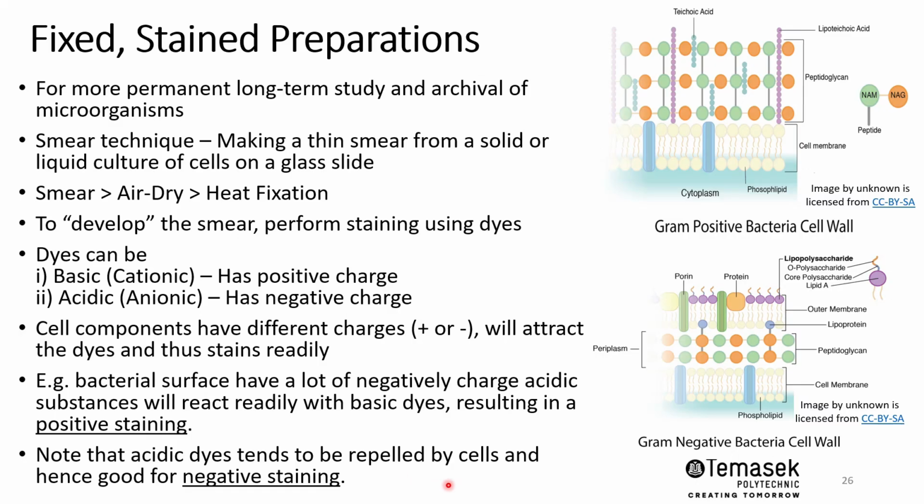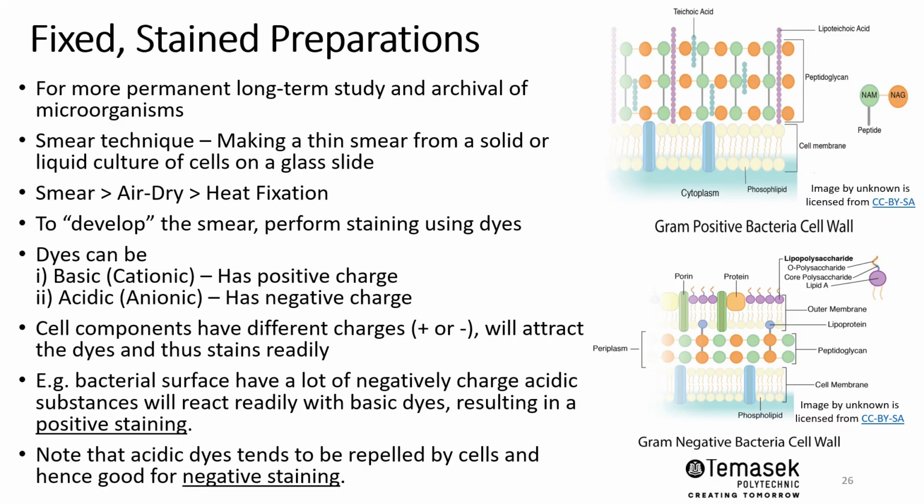Some of these negatively charged acidic substances you can find on the bacterial surface are, for example, your lipopolysaccharides, as well as your teichoic acid that is found in the peptidoglycan cell wall of your bacteria, be it gram-positive or gram-negative. You will notice that gram-positive bacteria have a thicker peptidoglycan compared to gram-negative bacteria. Gram-negative bacteria typically have lipopolysaccharides, and these lipopolysaccharides are actually important for immune recognition by your white blood cells.